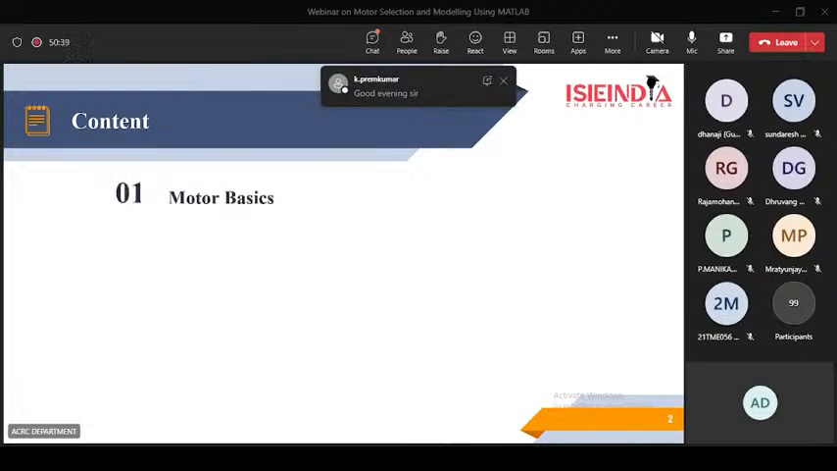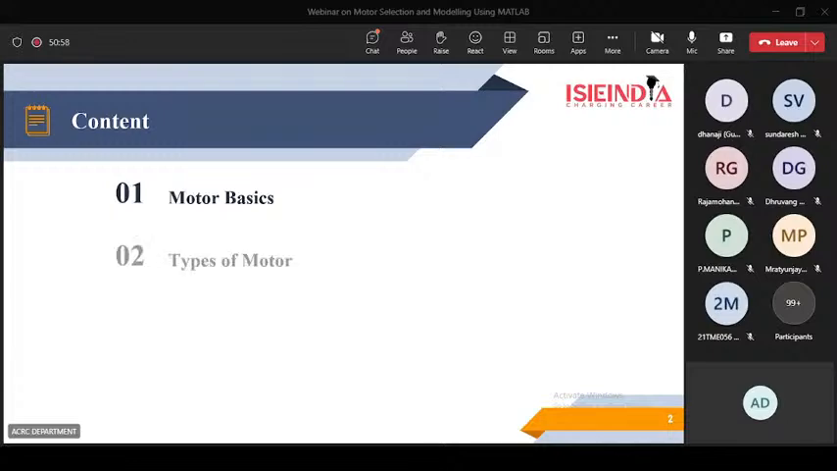The content of this webinar will be more about motor basics. First we will talk about the basics, like the different laws and the principles upon which the motor works. Then we will talk about the different types of motor, showing the difference according to their supply, like AC and DC motors.